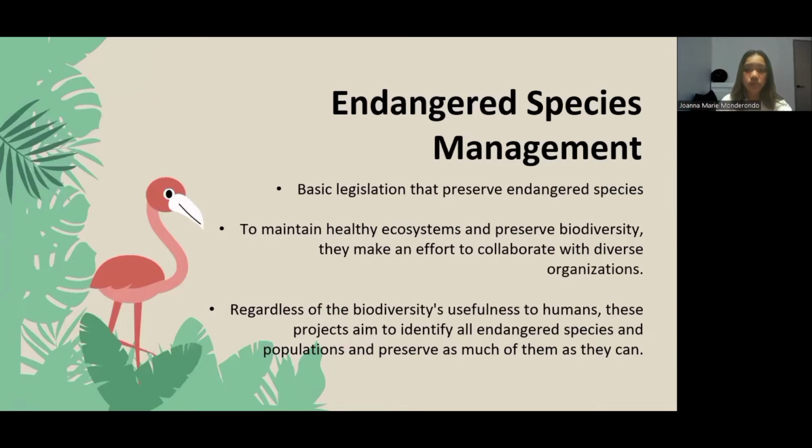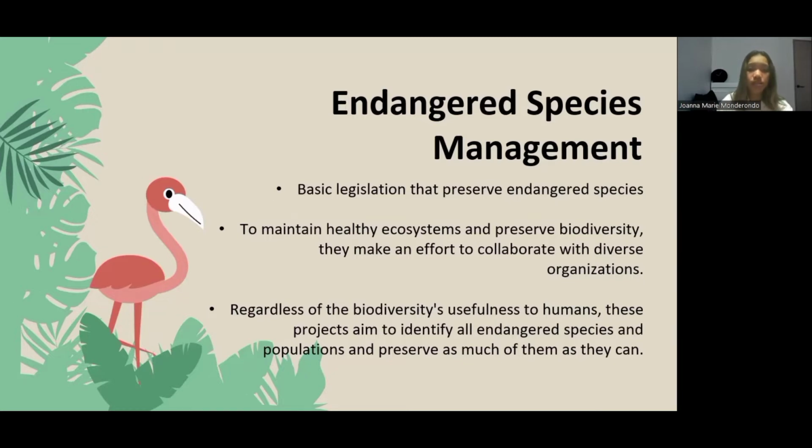So endangered species management made a basic legislation that preserves endangered species. As we have known over the years, we have gradually become aware of the harm we have done to our ecosystem or to our nature. Now, through endangered species management, we are able to restore zoos, wildlife refuges, and nature in general. So that is why we make basic legislation or laws in order to preserve the endangered species.